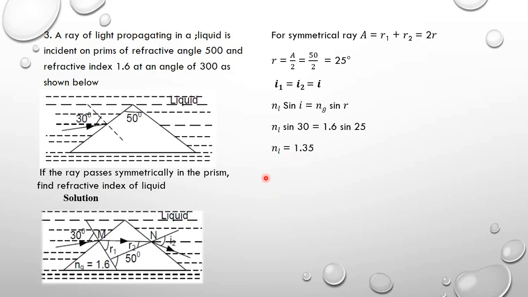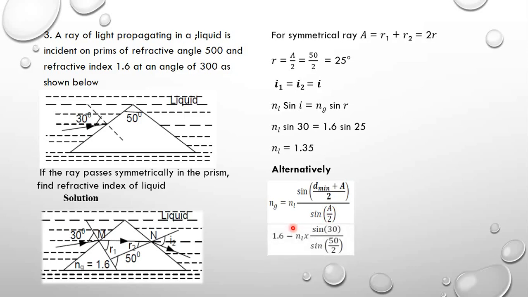There are other ways you can get that by using the formulas I said, and then we shall substitute. Remember, NG is known, we are looking for NL. D mean, we have the angle of incidence as 30. So we can get the D mean, because actually this is the angle of incidence, this one here. So this is 30, and then this is 25, which is 50 divided by 2. And therefore we shall get our NL as 1.35.